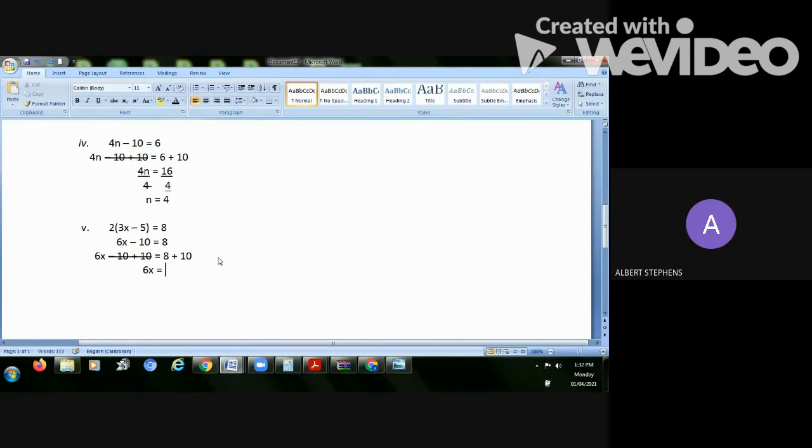6x equals 18. All right. And then we divide both sides by what? 6. 3. Right. So x is equal to 3.